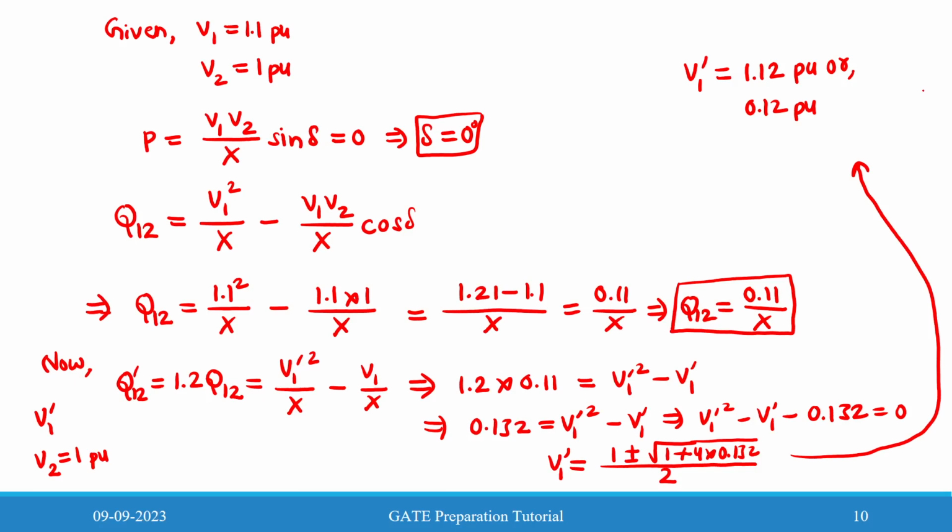Can anyone tell? There are two values you will get for V1 dash, 1.12 per unit or 0.12. We consider 0.12. Why? The smallest value we consider, sir, in general. Any other answer?